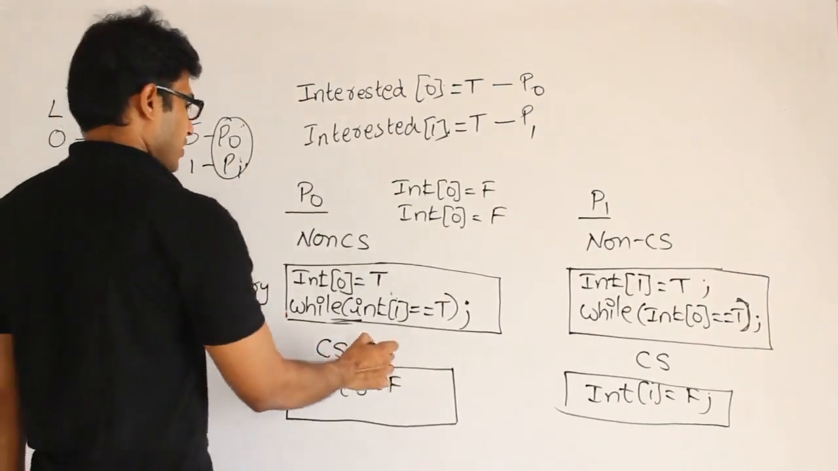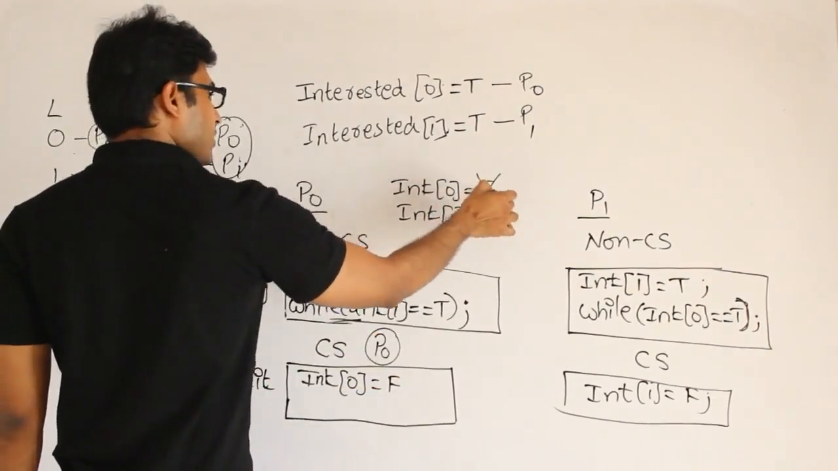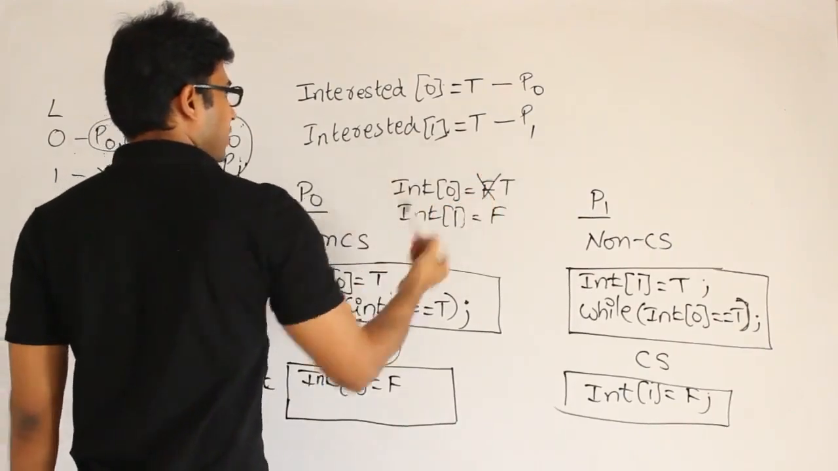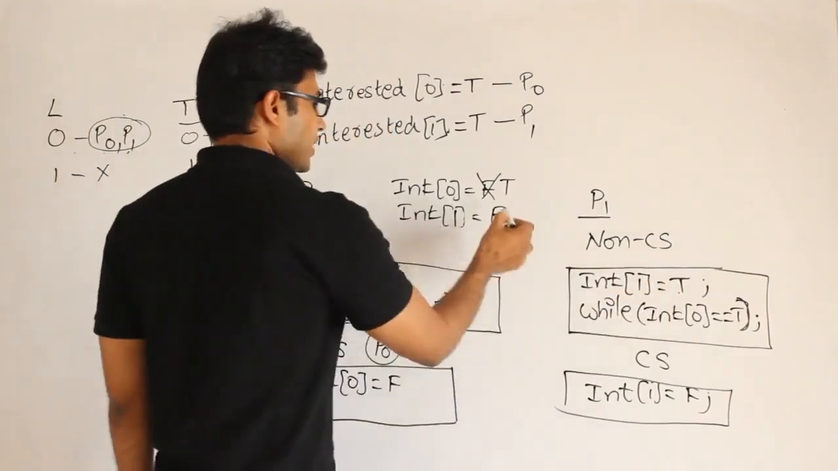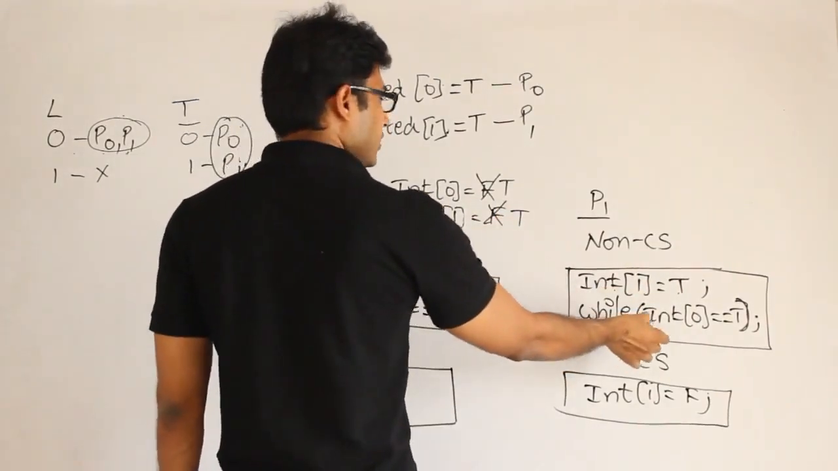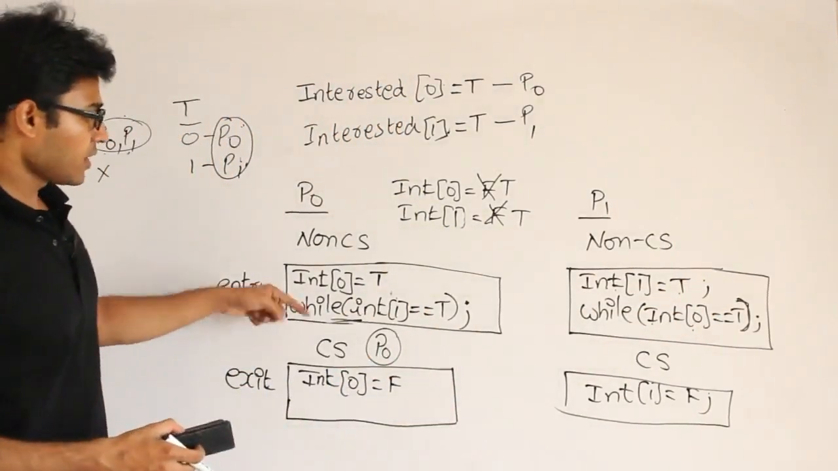Let us say P0 is in the critical section. Then what happens? Obviously interest of 0 will be true, right? And now P1 tries to enter the critical section. What it will do is make interest of 1 true, right? But then it will find out here that 0 is already interested, which means the chances are that 0 might already have entered the critical section.